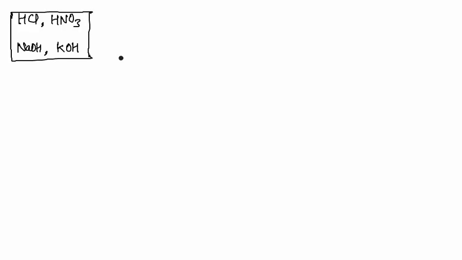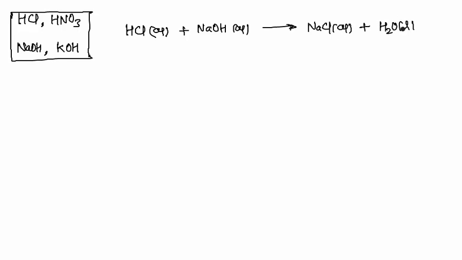Now let's take one example. Suppose HCl is reacting with NaOH aqueous. It will give you NaCl aqueous plus water. If you see this, it's a strong acid. If it's a strong acid, it will completely dissociate into H plus and Cl minus aqueous.